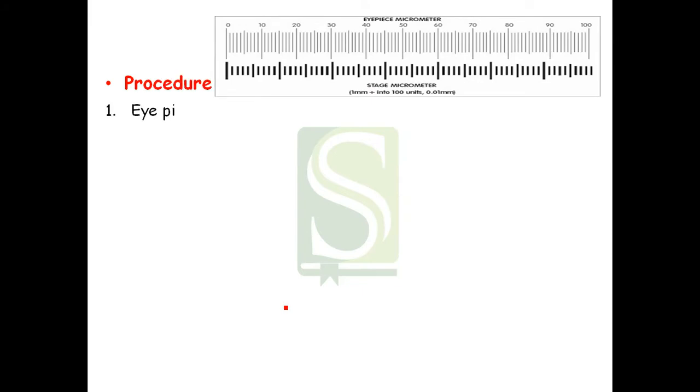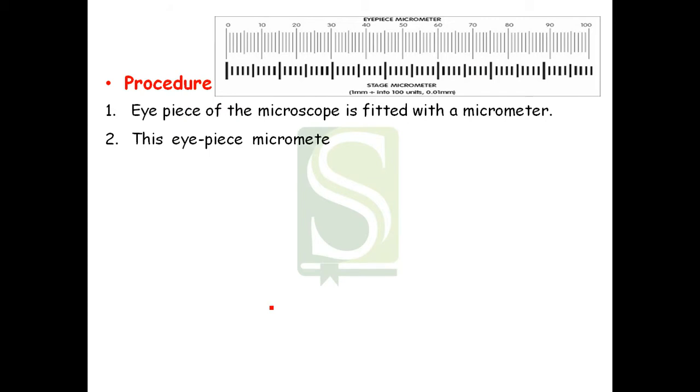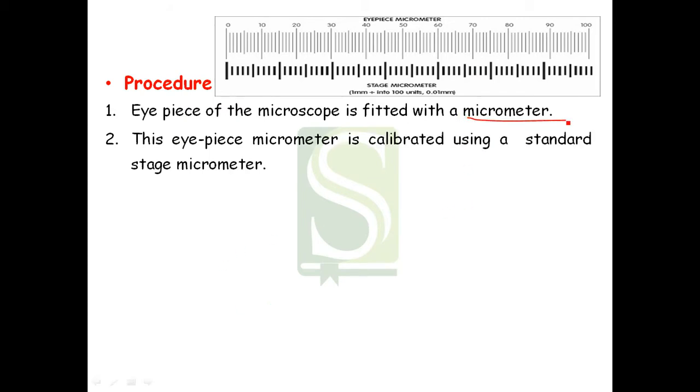Now let us see what the procedure is. First, the eyepiece of the microscope is fitted with a micrometer. This eyepiece micrometer is calibrated using this stage micrometer. Okay, this is a stage micrometer. You have to calibrate the eyepiece with the stage micrometer.